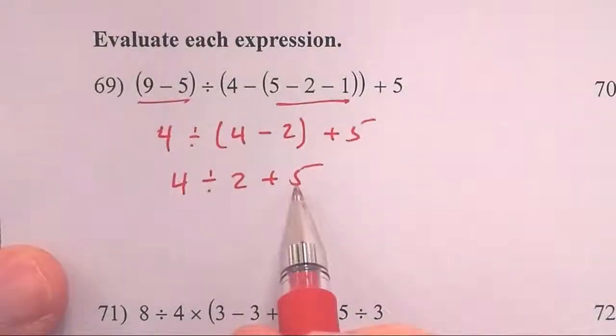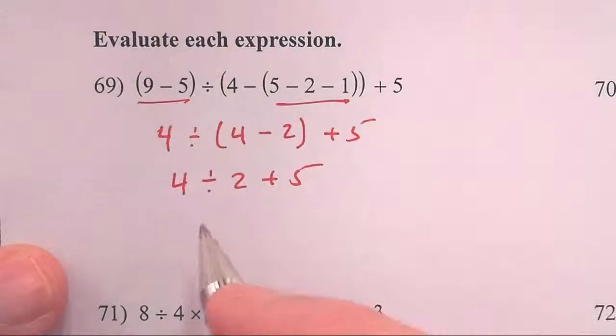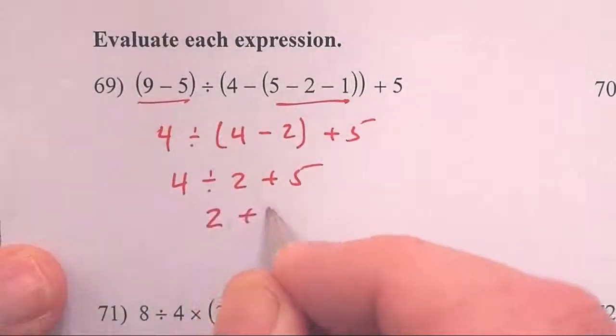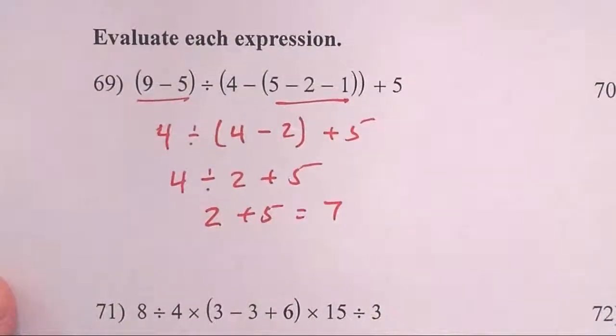Division before addition. Please excuse my dear Aunt Sally. Parentheses, exponents, multiplication, division, addition, subtraction. So I get 2 plus 5 or 7. Hopefully we don't have challenges there.